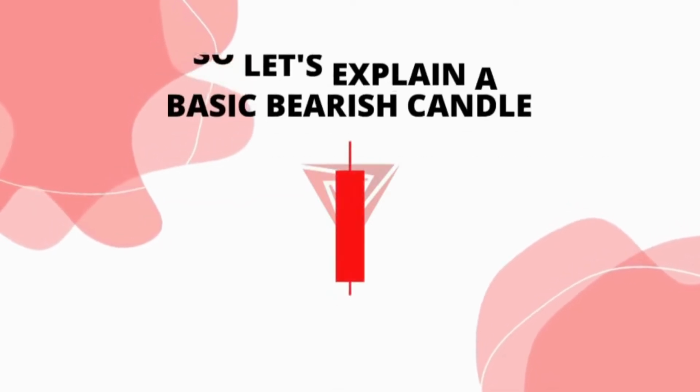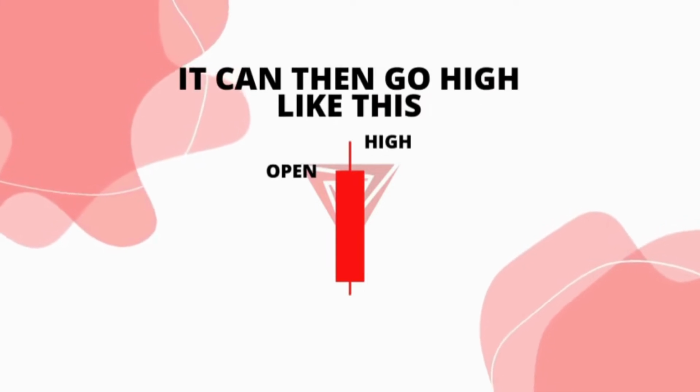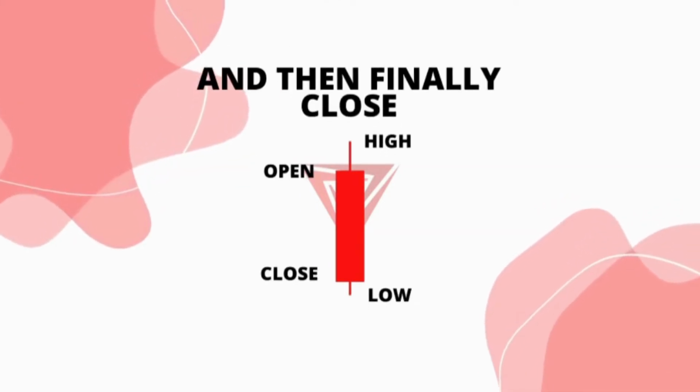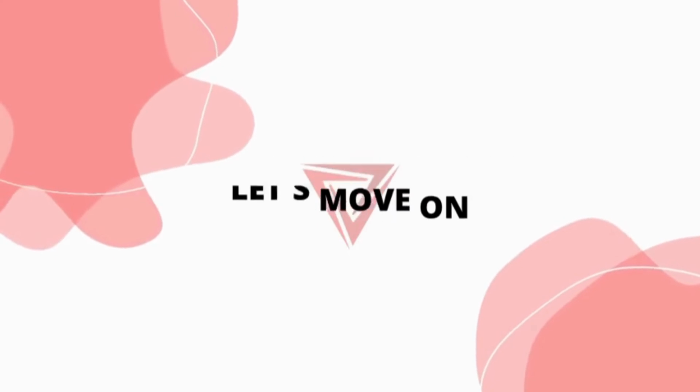And now for bearish candles. So let's explain a basic bearish candle. This is where a bearish candle opens. It can then go high like this. It can then go low like this. And finally close. This is the OHLC of a bearish candle. Easy enough, right? Let's move on.